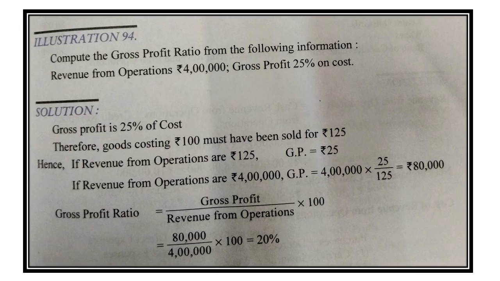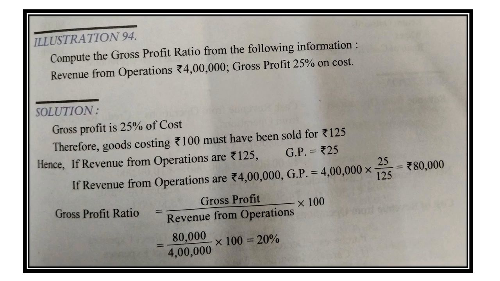Illustration 94. Compute the gross profit ratio from the following information. Revenue from operations is rupees 4 lakh. Gross profit is 25% on cost. Now move on to the solution.